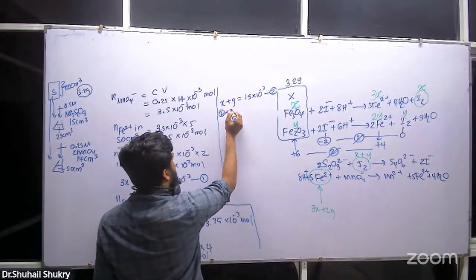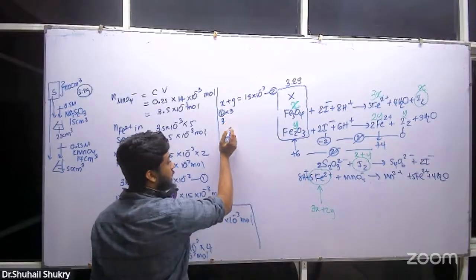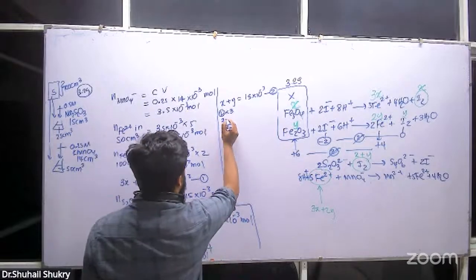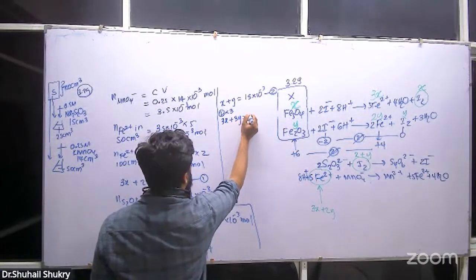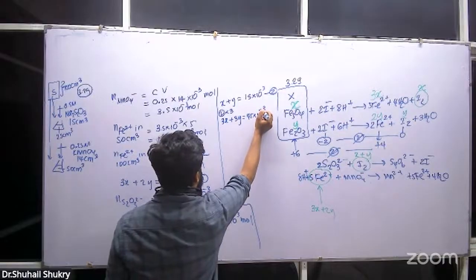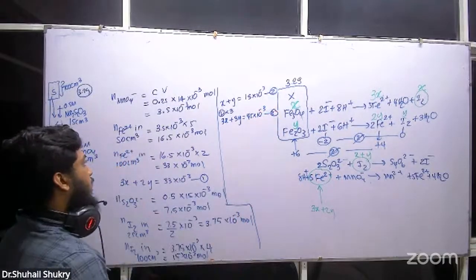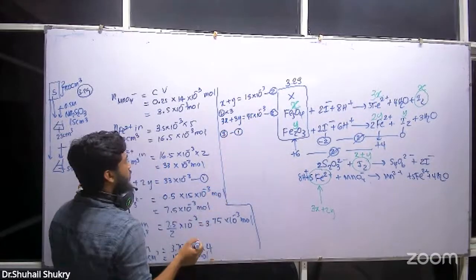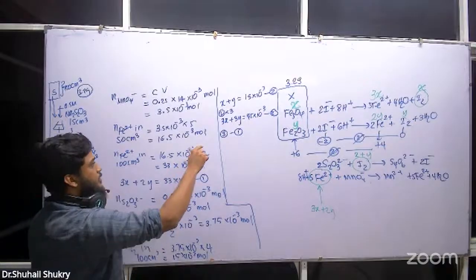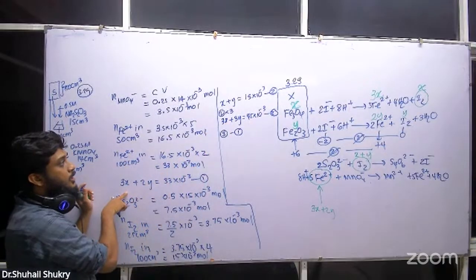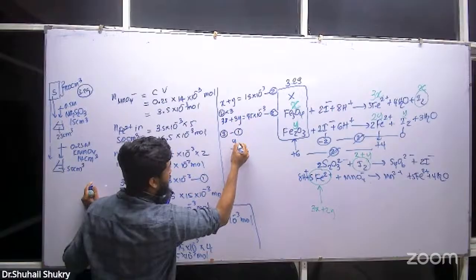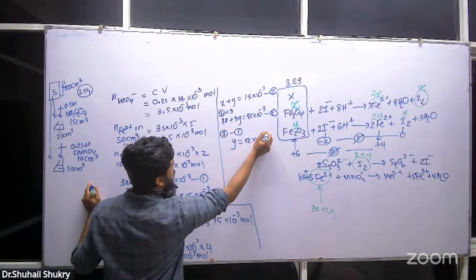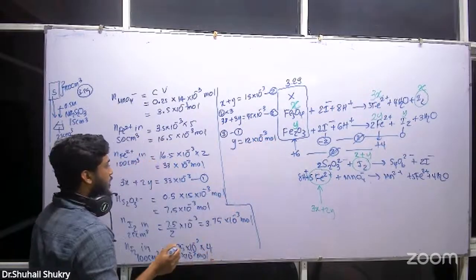Second equation I can multiply by 3. They have asked the percentage of both, P and Q. So 3x plus 3y equal to 45 into 10 to the power minus 3. I get this as the third equation. Now using the third equation minus the first equation, you just simplify. 3x and 3x get cancelled. 3y minus 2y is y. 45 minus 35 is 10 into 10 to the power minus 3 moles.